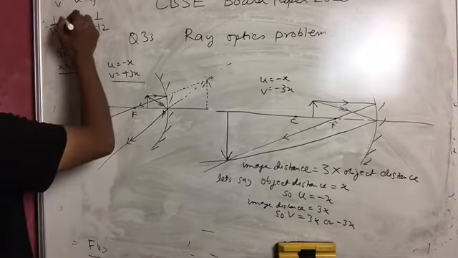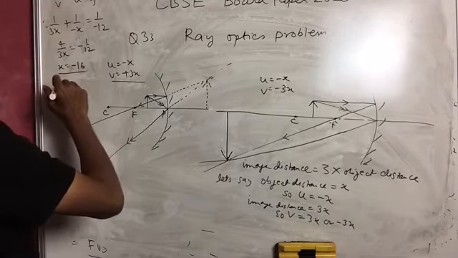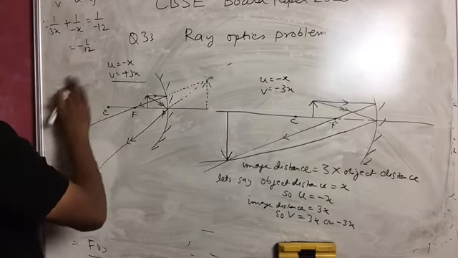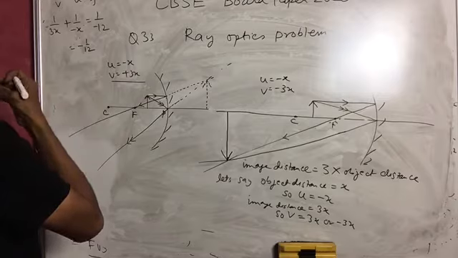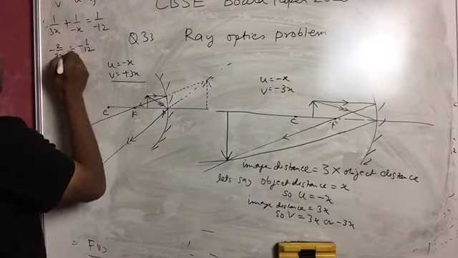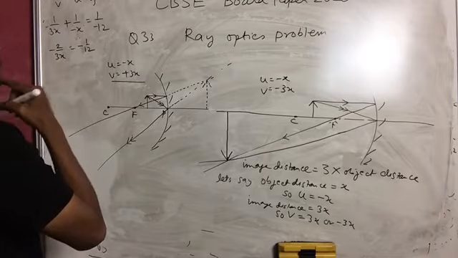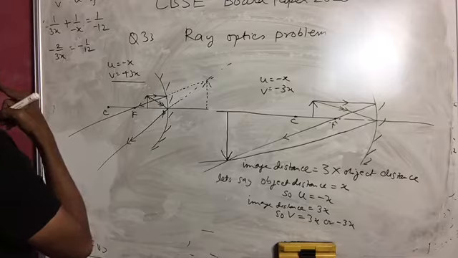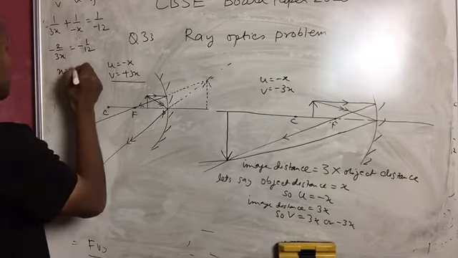माइनस क्यों कर दिया, प्लस है ना, तो ये आएगा 3 by 3x minus 2 by 3x is this. So x की वैल्यू 8 सेंटीमीटर आ जाएगी.